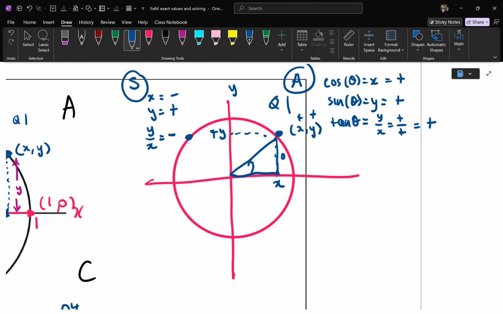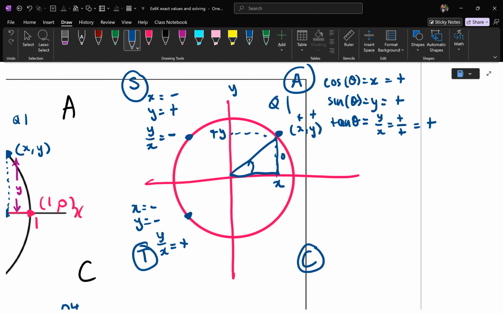So A, for all of them, it's going to be positive. Only sine is going to be positive. And why do we remember tan and cos being positive? Well, this one makes sense. Over here, x will be negative, y will be negative, but if you did y divided by x, negative over negative, positive. That's why tan's the only one that's positive.